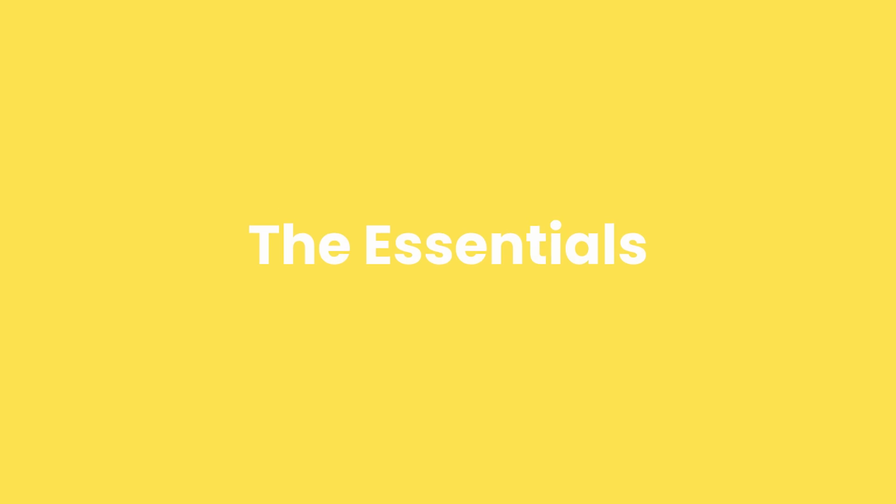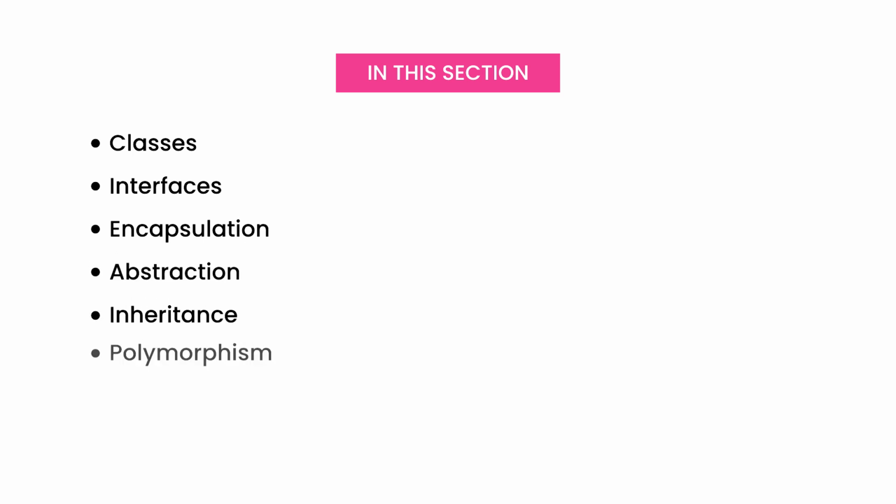In this section, I'm going to give you a quick tour of Java and the essential object-oriented programming concepts you need to understand in order to take this course. We'll be talking about classes, interfaces, encapsulation, abstraction, inheritance, polymorphism, and UML, which is the graphical notation we'll be using throughout this course.